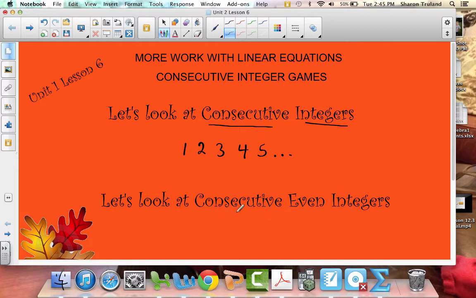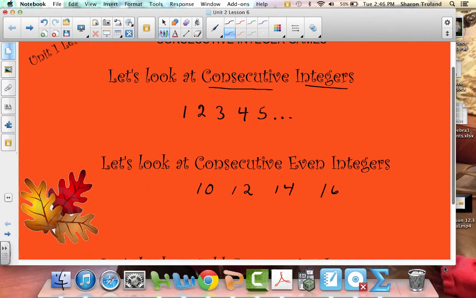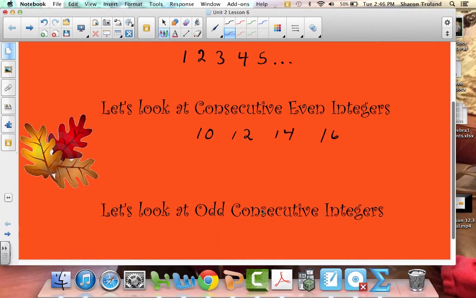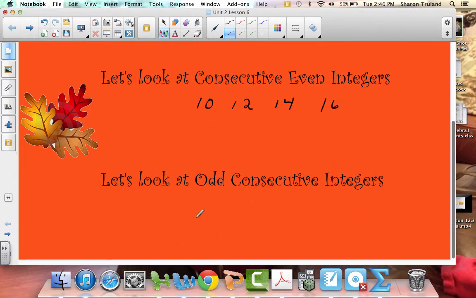They could ask us about consecutive even integers. Well, that would mean start with any even number. I'm going to start with 10. And then consecutive would be right in order, going up by 2's. And not only do we have consecutive even integers, but we have consecutive odd integers. So I'll start at 15, and I could go backwards, and all of these are consecutive.